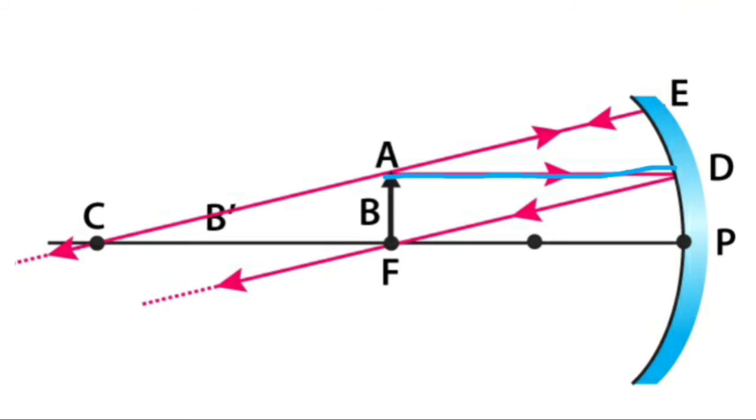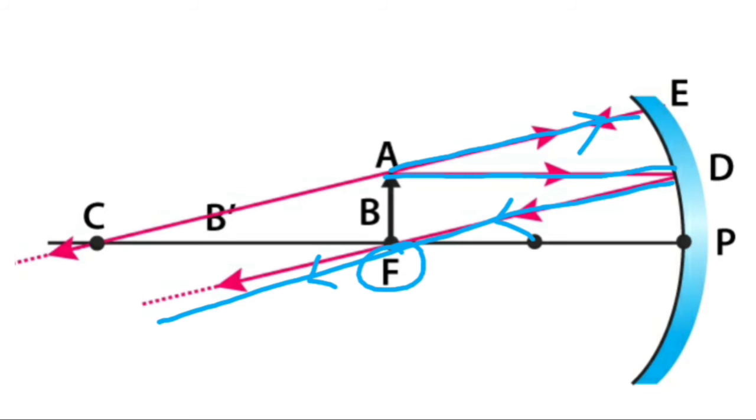which is parallel to the principal axis, after reflection it will pass through a point which is the focus. Okay, and another ray which is passing through the center of curvature, after reflection it is coming back in the same path. Okay, it is bouncing back in the same path.